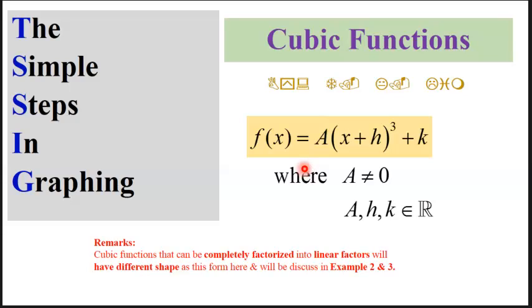In this video, we're going to learn how to sketch cubic functions by using the idea of the simple steps in graphing. When I use the simple steps in graphing technique, I will focus on the cubic functions that can be written in this form, where we have the x term written to the power of 3, and the rest of the parts are just constants, where a is not equal to 0.